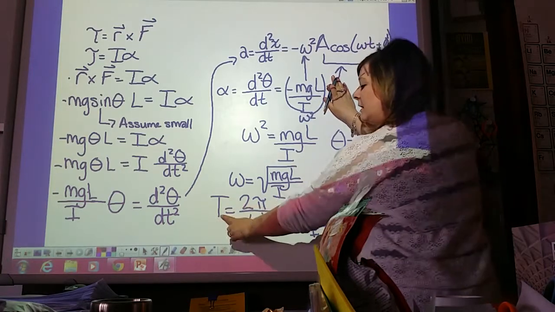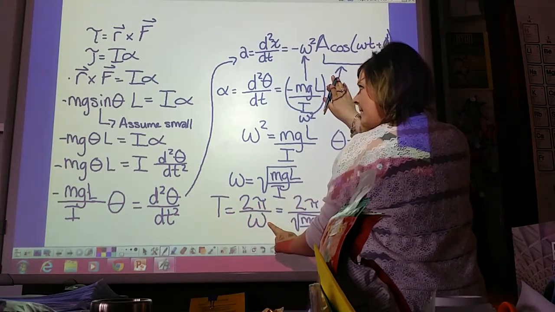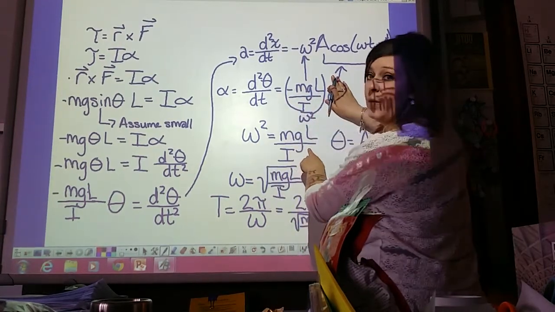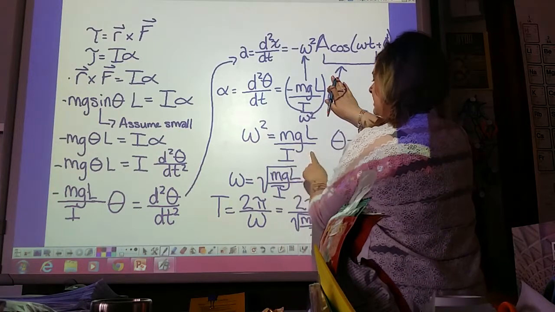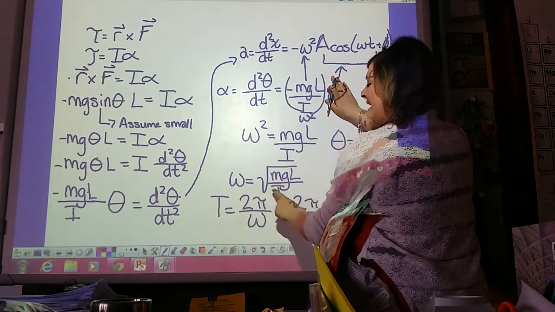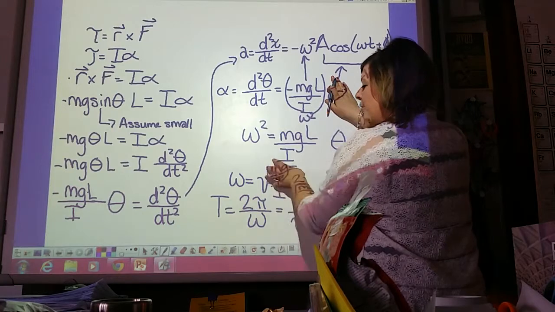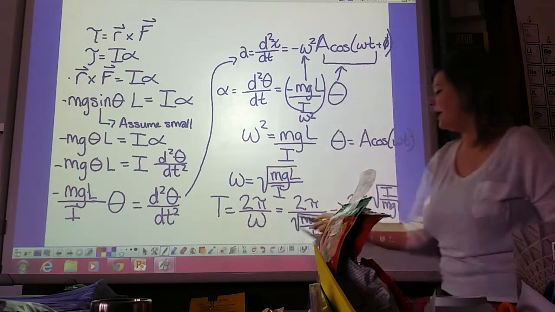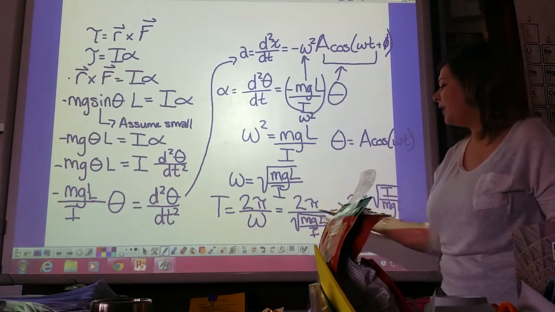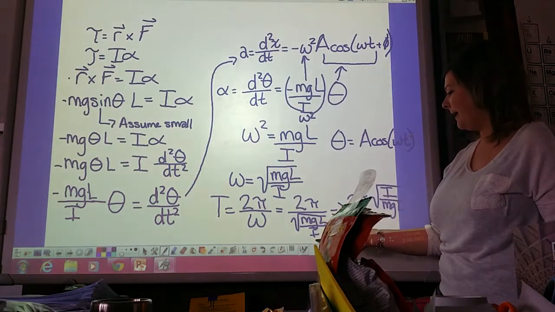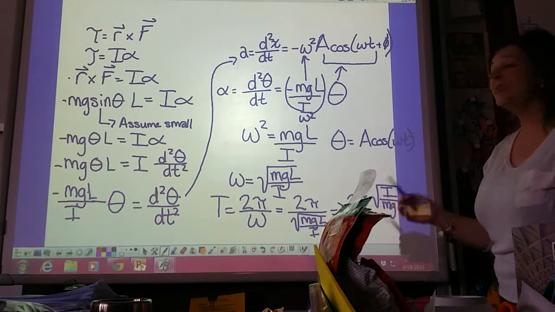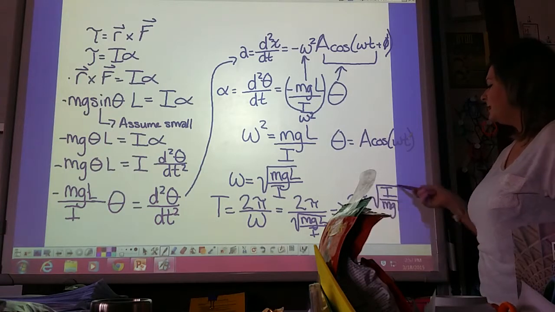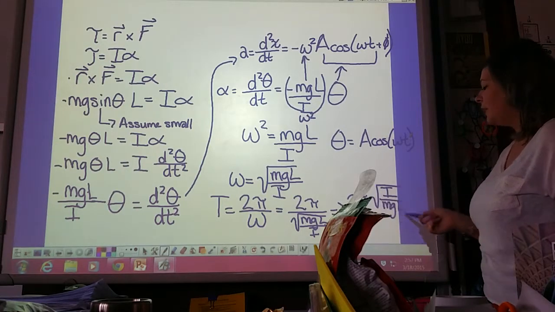And we know that period is equal to 2 pi over omega. I said that this whole thing here, we're going to set equal to omega squared. So if this is equal to omega squared, omega just has to equal the square root of all of that. So if this is omega, I'm going to plug this in for period. I have 2 pi over radical mgl over I. I want to simplify that because I don't want the radical in the denominator. So I get 2 pi times radical I over mgl.